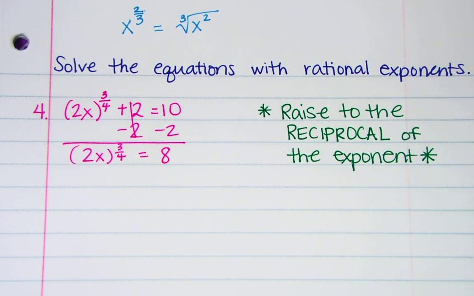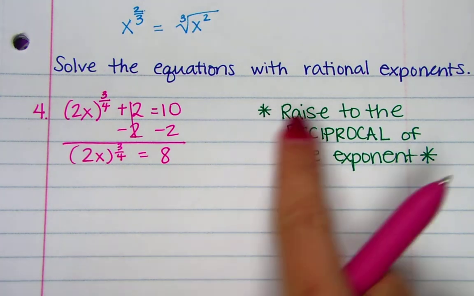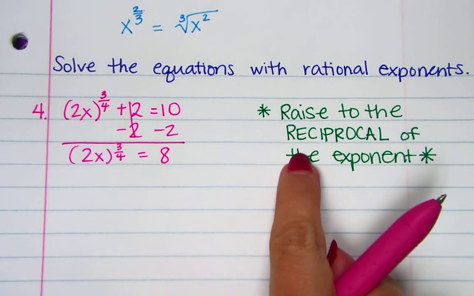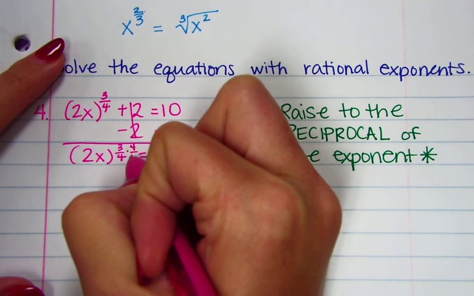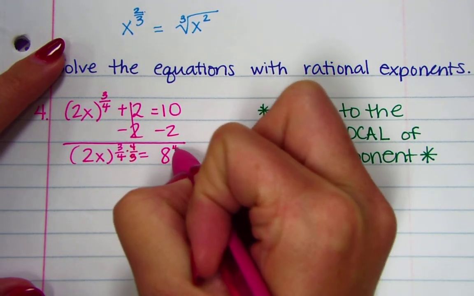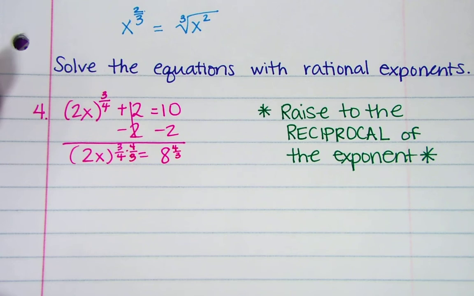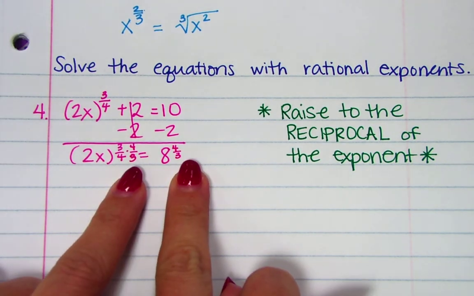Okay, so we're trying to get the x alone. That's always what we're trying to do when we're solving. Since the 2x is in parentheses, it's stuck in there because of the 3/4. So we've got to undo the 3/4. The way to do that is this, raised to the reciprocal. So we got 3/4, we're going to do it times 4/3 here, and do it to the 4/3 here. We're doing it to the 4/3 on both sides.